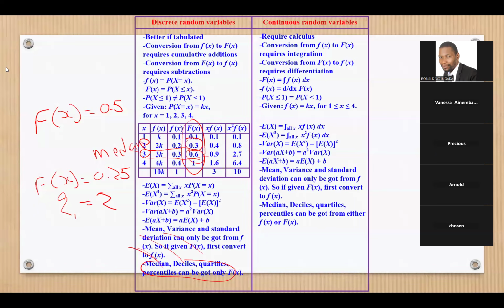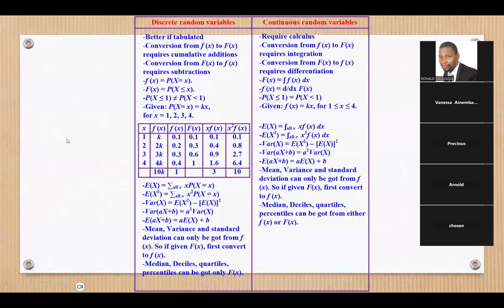I was inquiring, how do you get the deciles and quartiles and percentiles? Using the same way as discrete? It is okay. Let's talk about it. Yes. So the same way you get the median, all these ones are got in the same way.